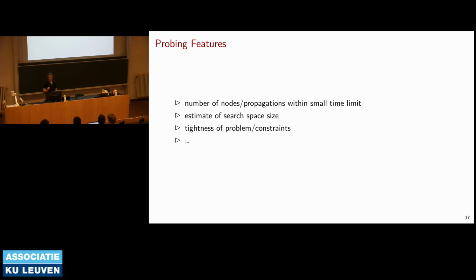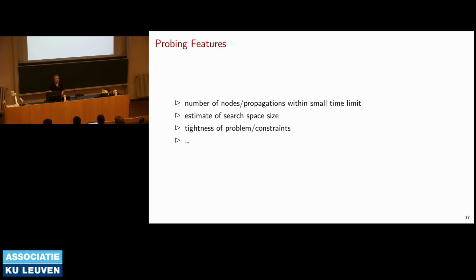Probing features. I could, for example, say that, well, I'm going to take this algorithm here and I'm going to run this for a small amount of time, for suitable definitions of small amount of time. Let's say less than a second for the sake of simplicity. And then I'm going to have a look at the number of nodes in the search tree that I explored during that time, or the number of propagations that happened, or the domain reductions that happened, or some kind of estimate of the search space size based on what happened during that small amount of time.